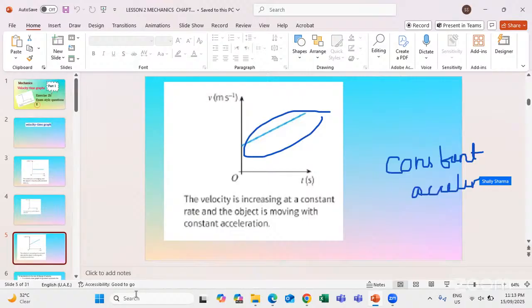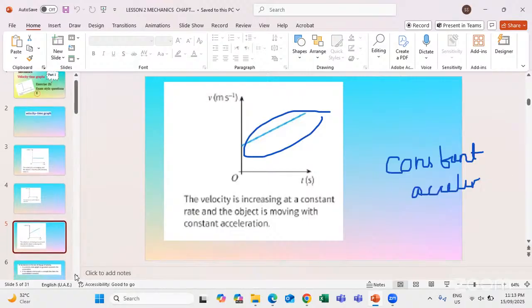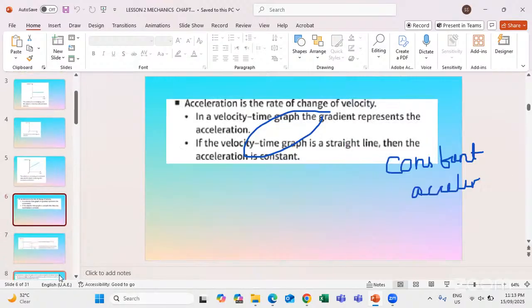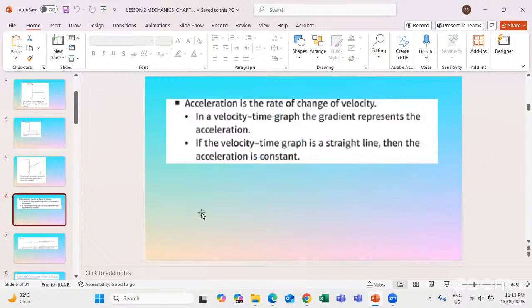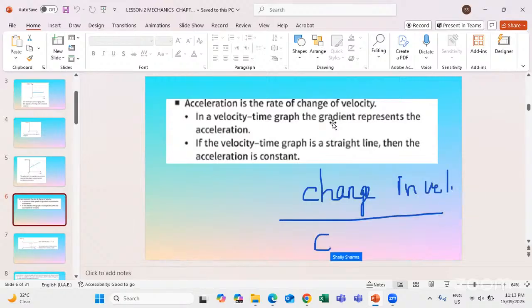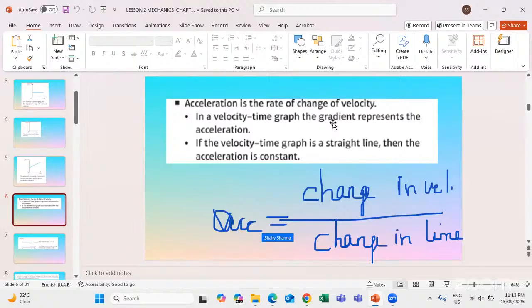All right. Now we go to the next point: what is the meaning of acceleration? We already have discussed acceleration is the rate of change of velocity. Either you say change in velocity with change in time, or the time rate of change of velocity, or rate of change. They have the same meaning.